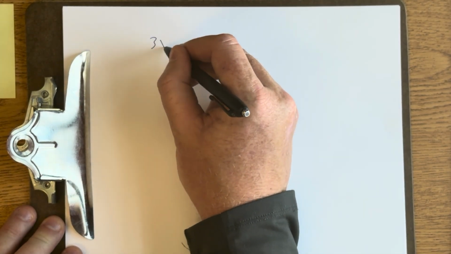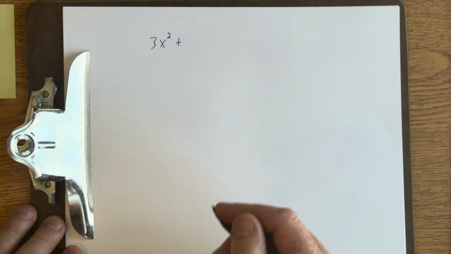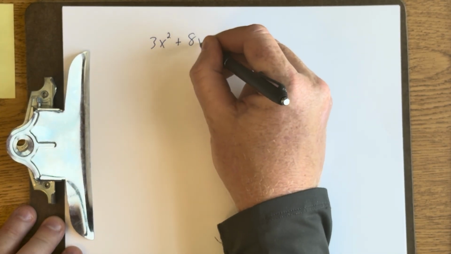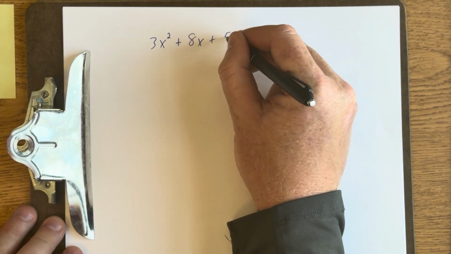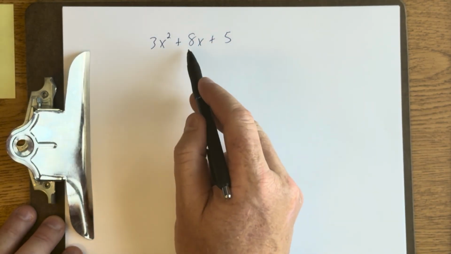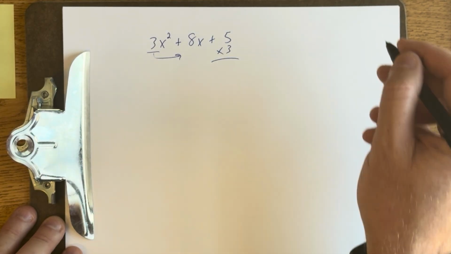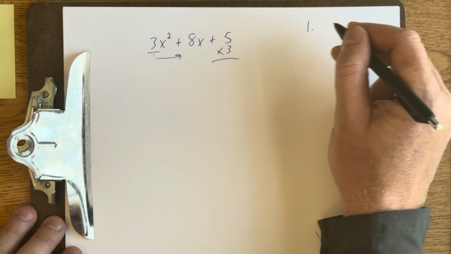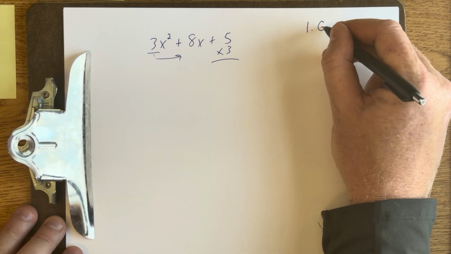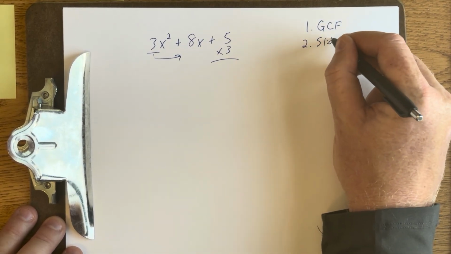It's going to look like this: 3x squared plus, I'm just going to make something up, 8x plus 5. This won't factor. Just stick with me on this. This will not factor. So what I would do is the slide and divide, times 3. So please, a couple things I want to make sure that you take care of: greatest common factor. You need to take care of slide and divide.